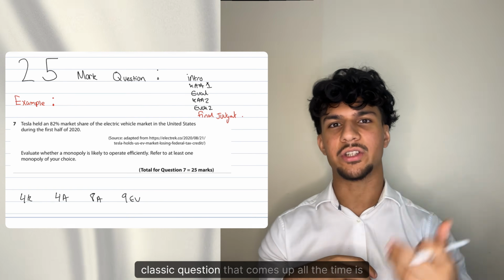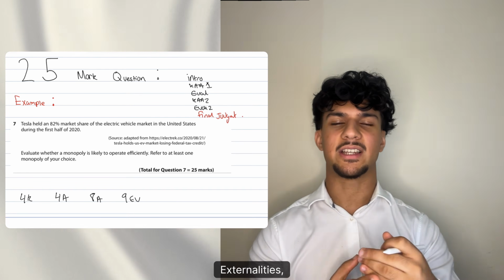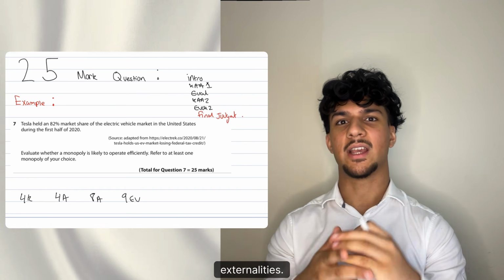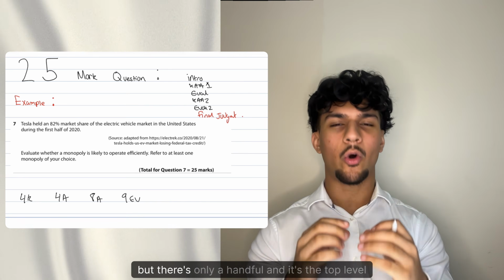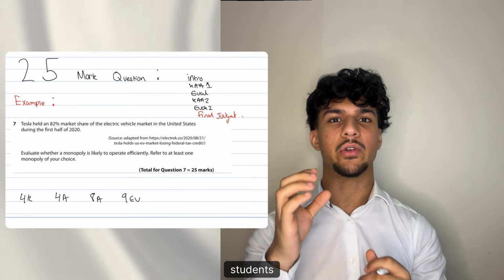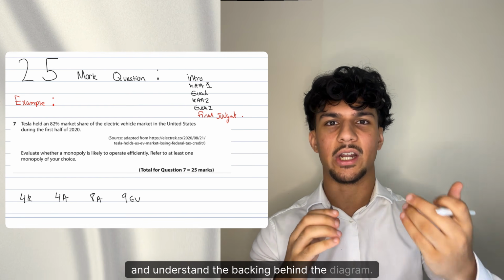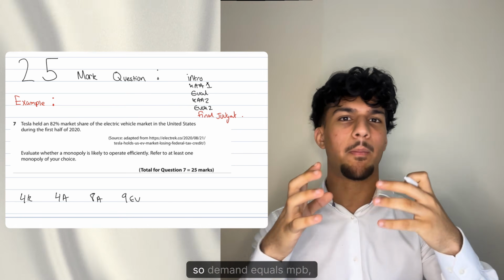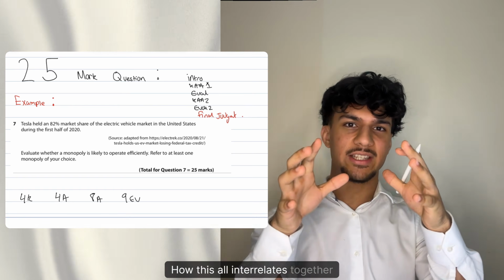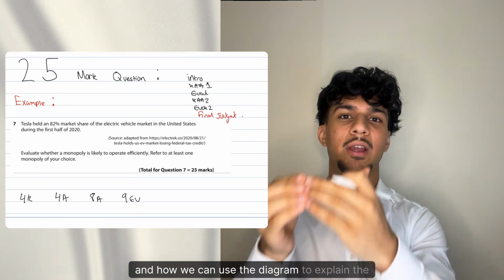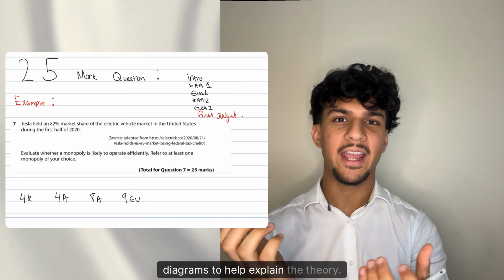For example, a classic question that comes up all the time is market failure. And what's a relevant diagram to market failure? Externalities, whether negative or positive. Lots of students know the diagrams for positive and negative externalities, but it's only a handful, the top level students, who actually understand the theory and the backing behind the diagram, understanding what all those curves mean. So demand equals MPB, what that actually means, and how this all interrelates, and how we can use the diagram to explain the theory. So the top level students are able to use the diagrams to help explain the theory.